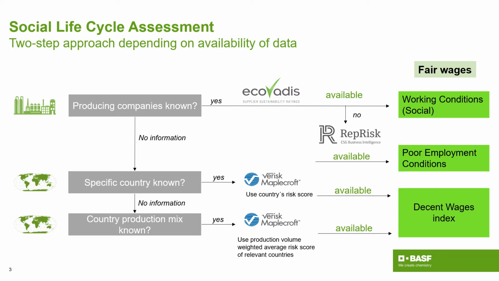So you see it's a coherent system on the fair wages with different types of databases. You can come to the same type of indicators. So you can combine these different approaches. If we don't know a specific country, for instance, if you buy oil from the spot market or so, then you go to statistics and you use import statistics and you say, okay, we take different countries and we mass balance this by the amount of import shares. And then we take also the Verisk Maplecroft indicator to have an aggregated figure in the decent wages index.